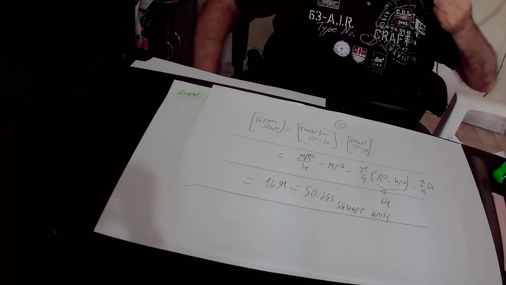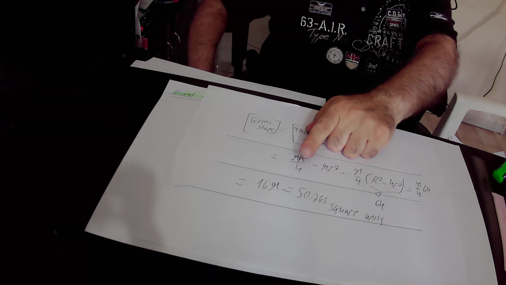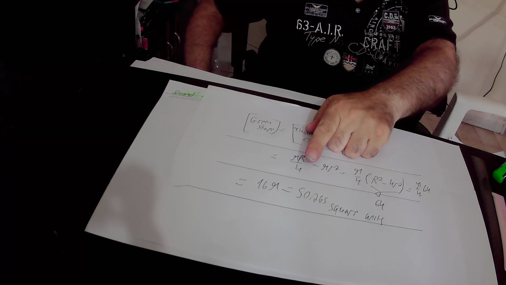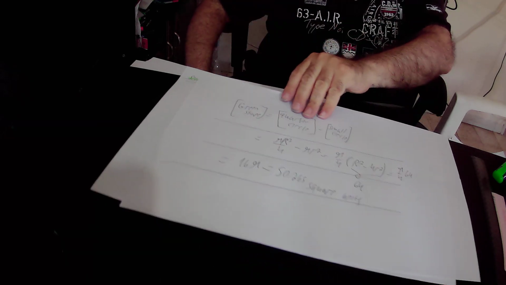So in conclusion, the area of the green shape equals 16 pi square units, or in terms of numbers, it is equal to 50.265 square units. We finish with the second method, and I will now present how to find the area of the green shape according to the third method.